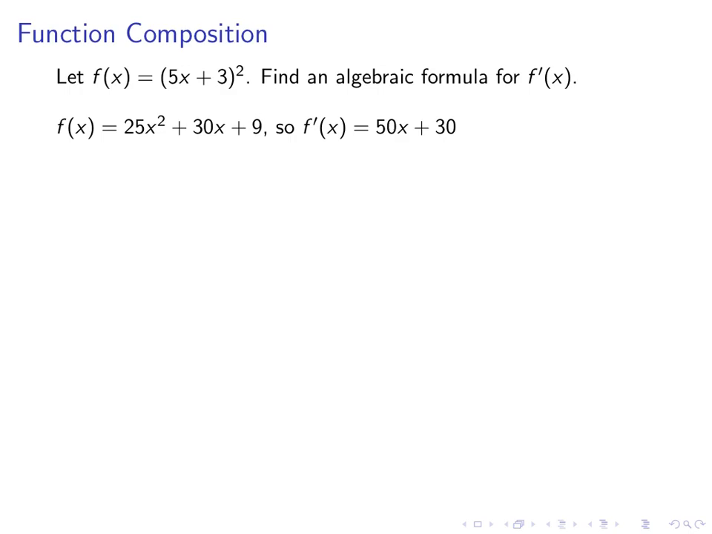So it's not a hard question. We could just multiply out using FOIL, 5x plus 3 times 5x plus 3. That will lead to this expression if we expand it out, and then the derivative should just be 50x plus 30. So the 2 comes down to the 25, this power goes down by 1, derivative of 30x is 30, and the derivative of the plus 9 is 0. So that's an option for doing it.